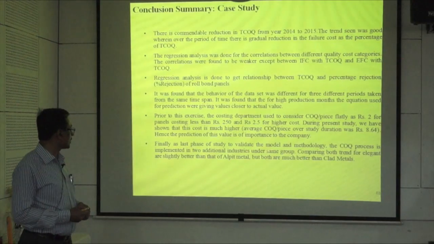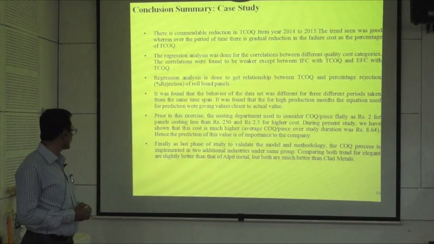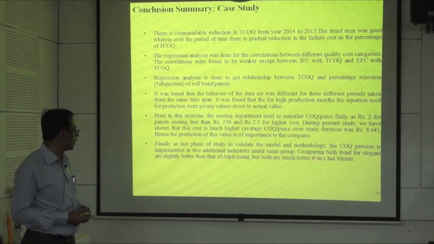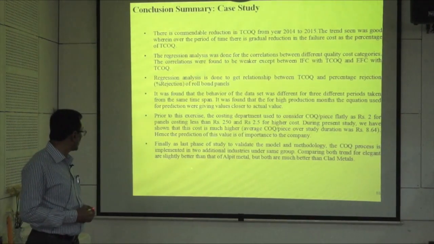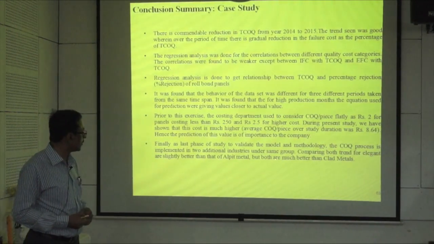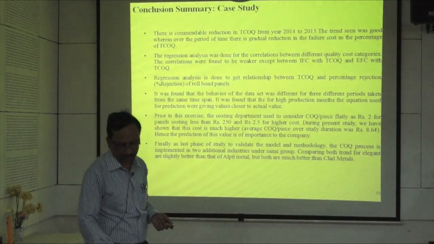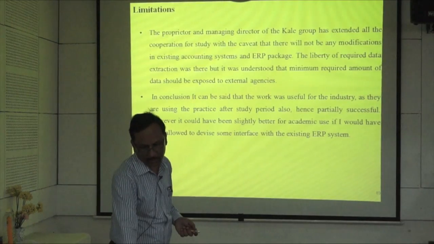Finally, as the last phase of the study, to validate the model and methodology, the cost of quality process was implemented in 2 additional industries under the same group. Comparing both, Elegant is slightly better than Alpic Metal, but both are much better than Flat Metals. That was the conclusion of the comparison.